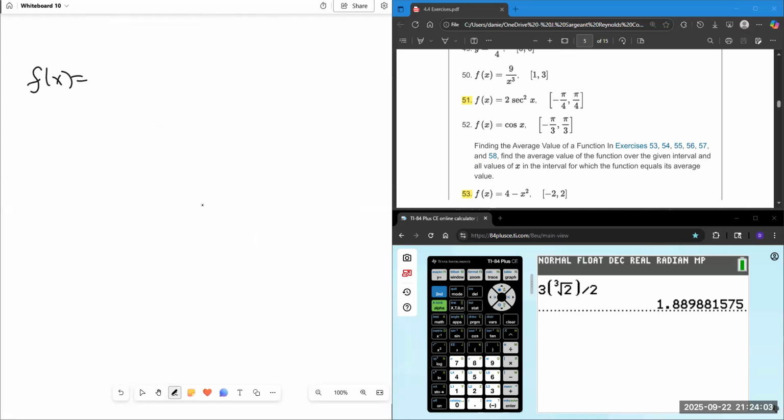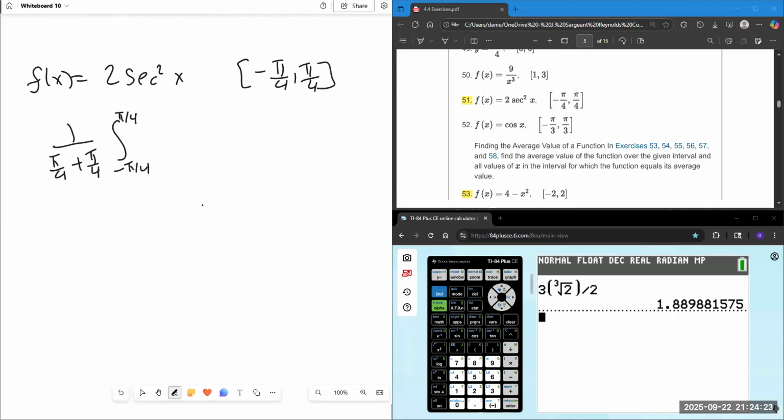Next, f of x is equal to 2 secant squared x on the interval negative pi over 4 to pi over 4. This is 1 over pi over 4 minus a negative, which is plus another pi over 4. The integral from negative pi over 4 to pi over 4 of 2 secant squared x dx needs to be equal to 2 secant squared of c.